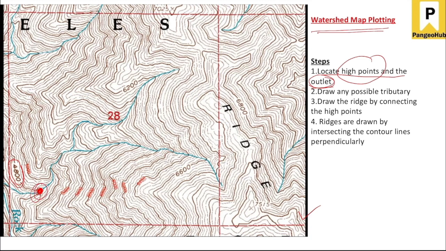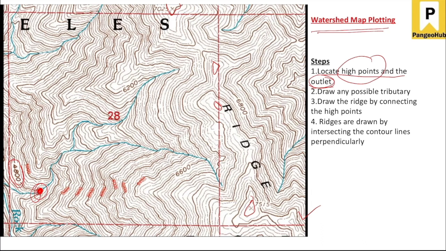Now we should look at the high points. Here the high points are like one point, it is here, 75151. Another one is here. Next one is here. Next one is here, 7025. These are all the high points which are easily located.